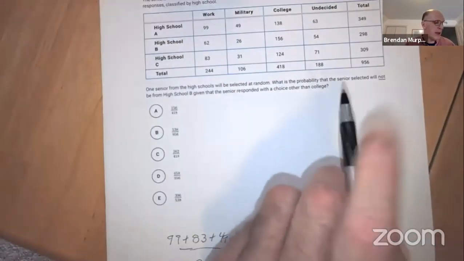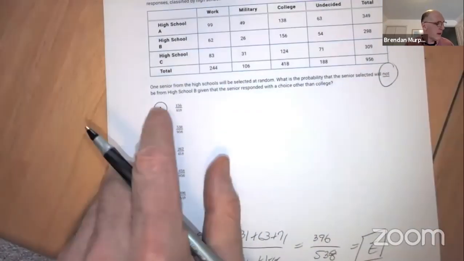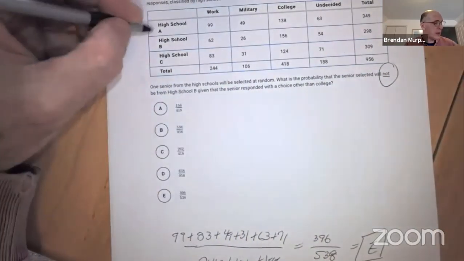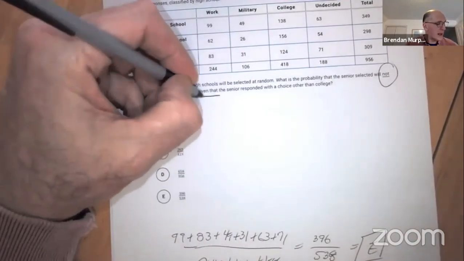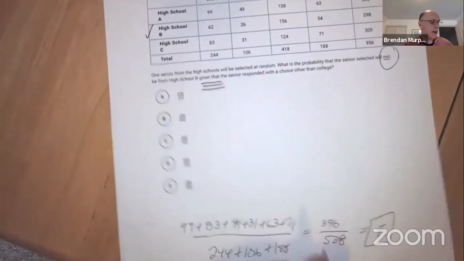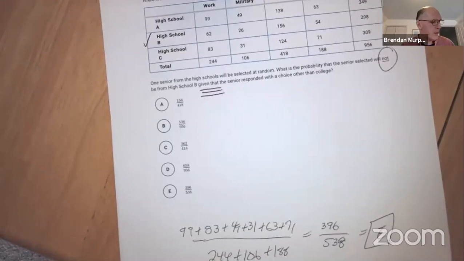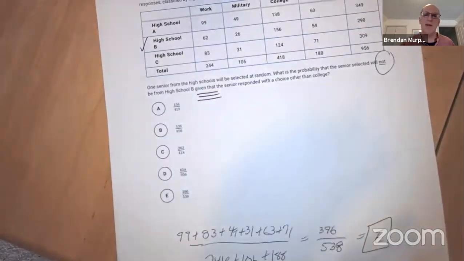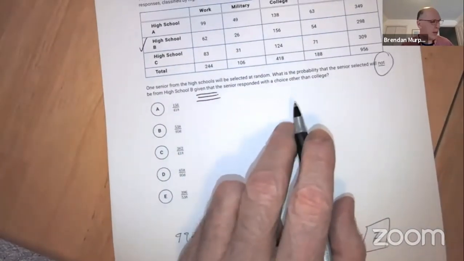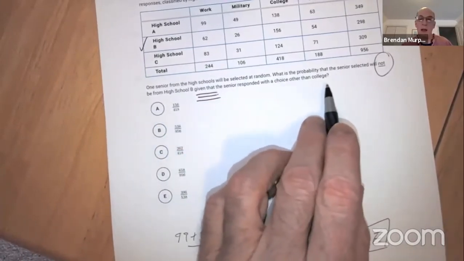What is the probability that the senior selected will not, so that's nice, that was underlined for us. If not, I probably would have circled it. Be from high school B. So I'm going to focus on high school B over here. Given that, so that's kind of the key words, this is what we call a conditional probability. And I'm going to do some more with that today. There's a constraint, there's a condition, there's a limiting factor on how I calculate my probability. Given that the senior responded with a choice other than college.